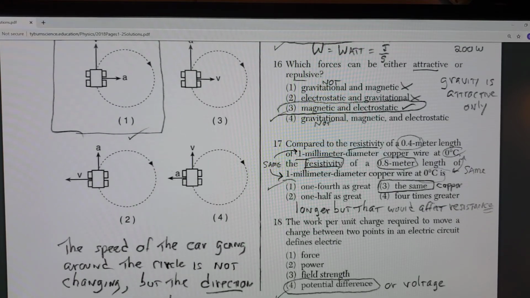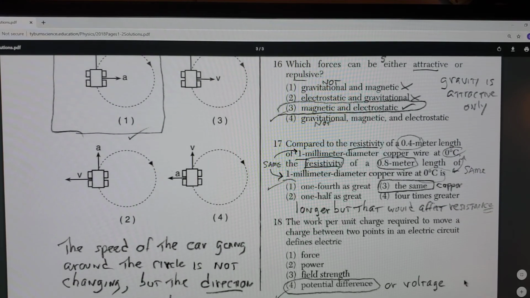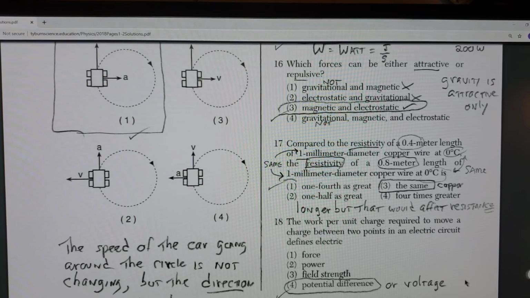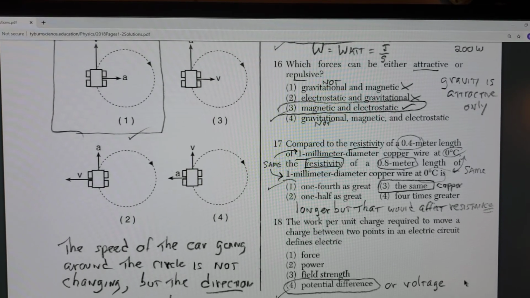Number 17. There's 2 things when we talk about resistance. Resistivity is a property of the metal that's conducting the electrical current. Different metals have different resistivities. There's a table of resistivities in your reference packet for physics. Resistance is just the effect of resistivity on a current. Not the same thing, but it starts out with the same word.